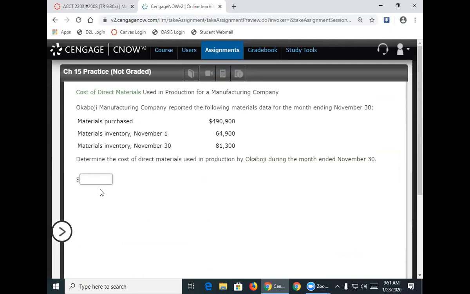So the next one's just dealing with cost of direct materials used in production. So this one's a short one.